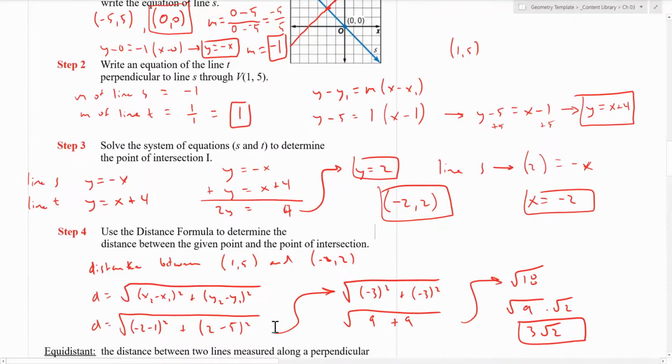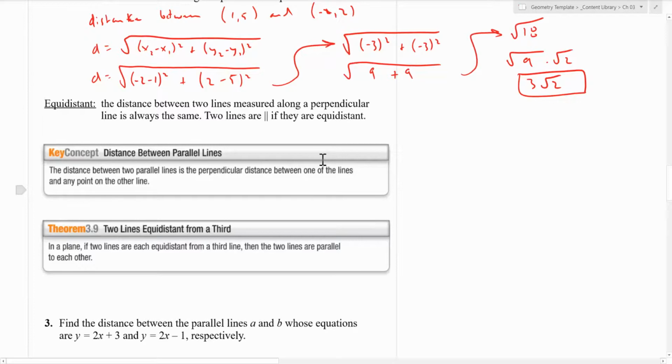Then I find the distance between point V and our point of intersection, which is the perpendicular distance. And I go, x2 minus x1 squared, negative 2 minus 1 squared is 9. y2 minus y1 squared, that's 2 minus 5 is negative 3 squared is 9. 9 plus 9 is 18. Simplify it, 3 root 2. Done. Equidistant. The distance between two lines measured along a perpendicular line is always the same.